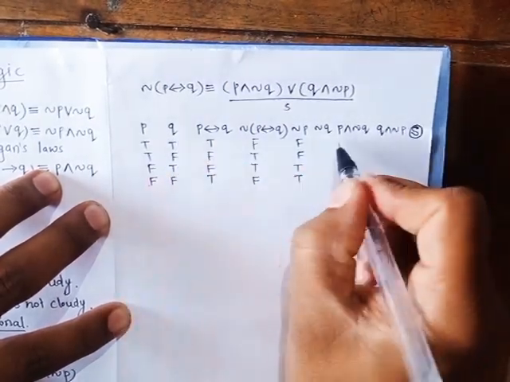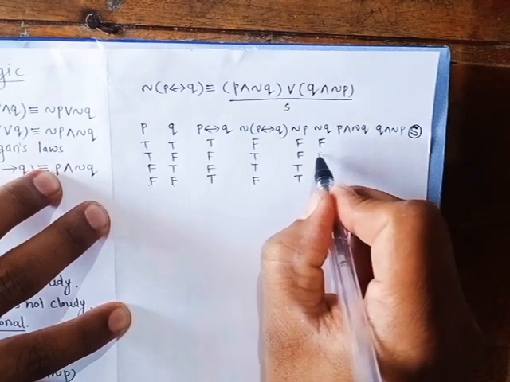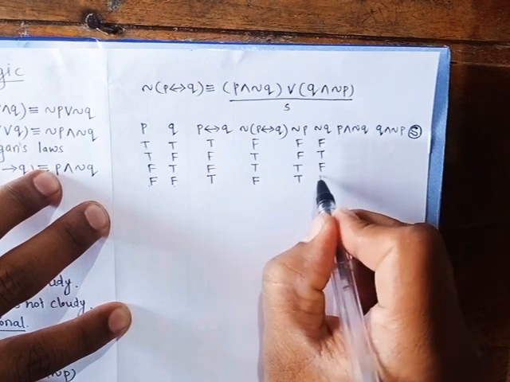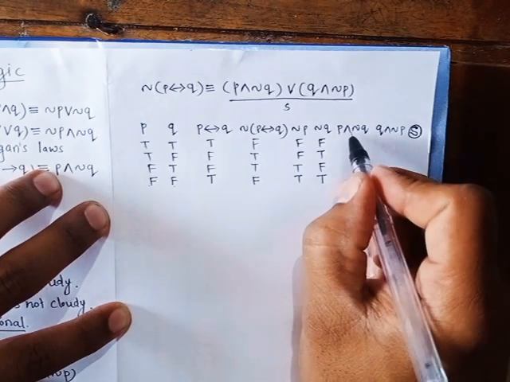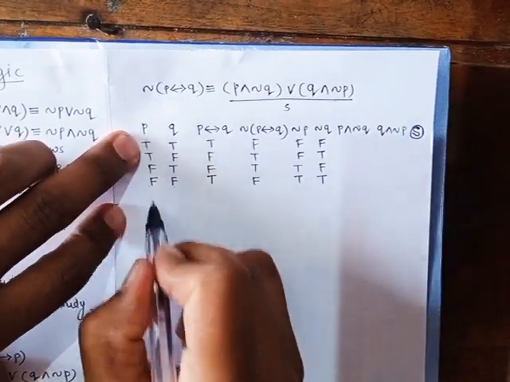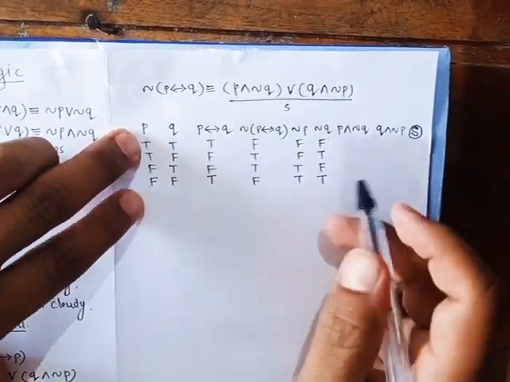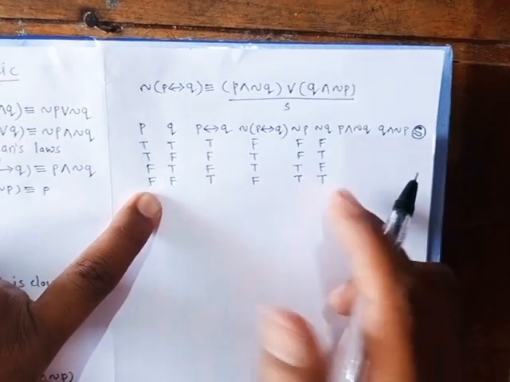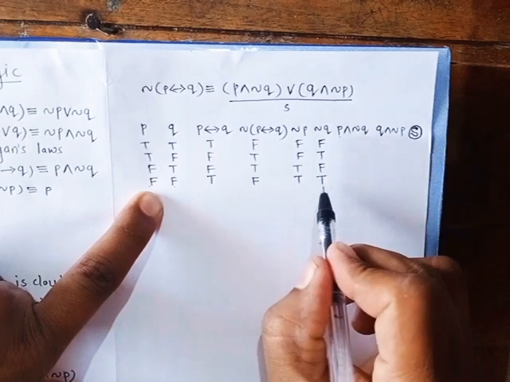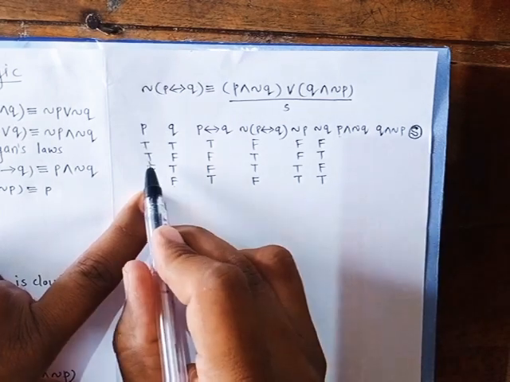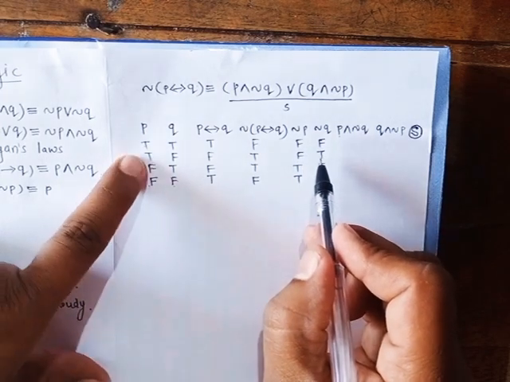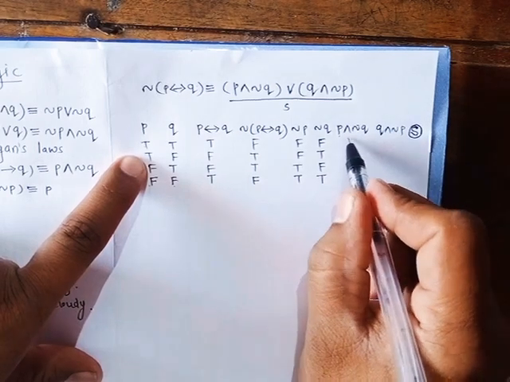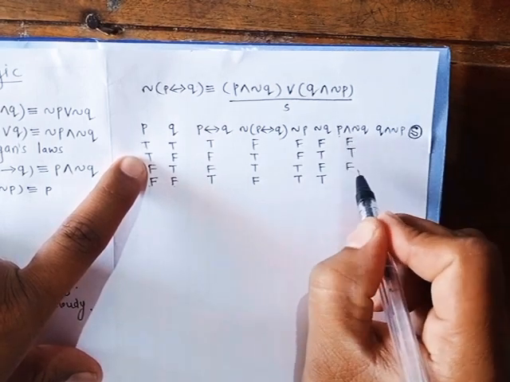Negation Q is nothing but false, true, false, true. Now we have to take P and negation Q, which means the conjunction between P and negation Q. What is the rule for conjunction? Both are true, then true, otherwise false. Here in the second row, P is true and negation Q is true, so this is true. In all other cases, it is taken to be false.